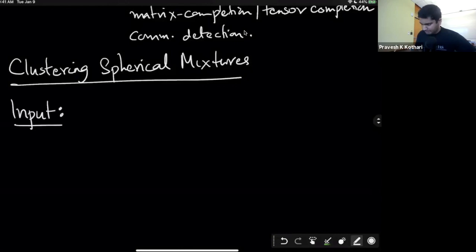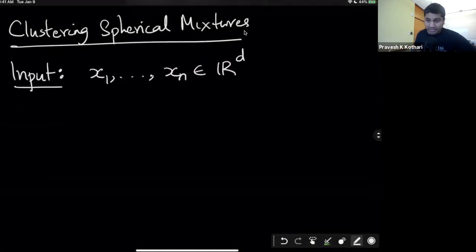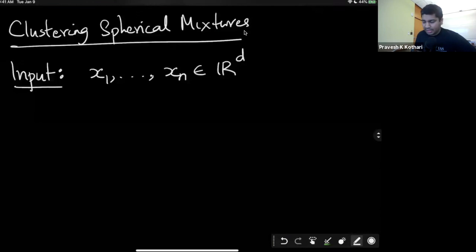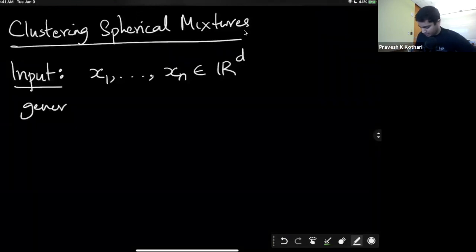And in this particular case, the input is going to be x1 up to xn. So these are n vectors, and they're d-dimensional vectors. And how are they chosen? So I told you that these are going to be generated from some distribution. So here's how I imagine the process to be. Generated as follows.